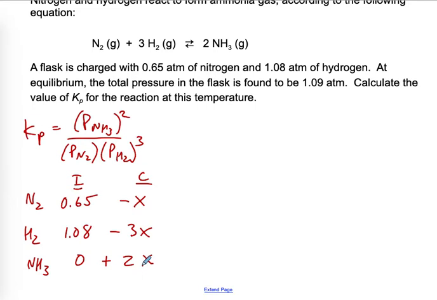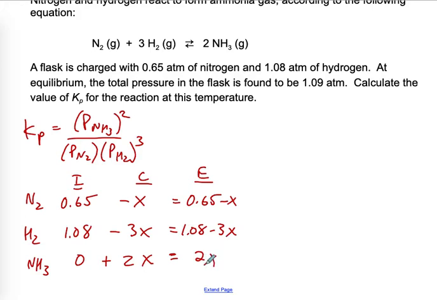Where do the coefficients 1, 3, and 2 for nitrogen, hydrogen, and ammonia come from? Obviously, they come from the stoichiometric coefficients, okay? Because the decrease in partial pressure of hydrogen must be 3 times as great as the decrease in partial pressure of nitrogen, and so forth. So now for my equilibrium partial pressures, I can write expressions in terms of this unknown x, 0.65 minus x, 1.08 minus 3x, and 2x.